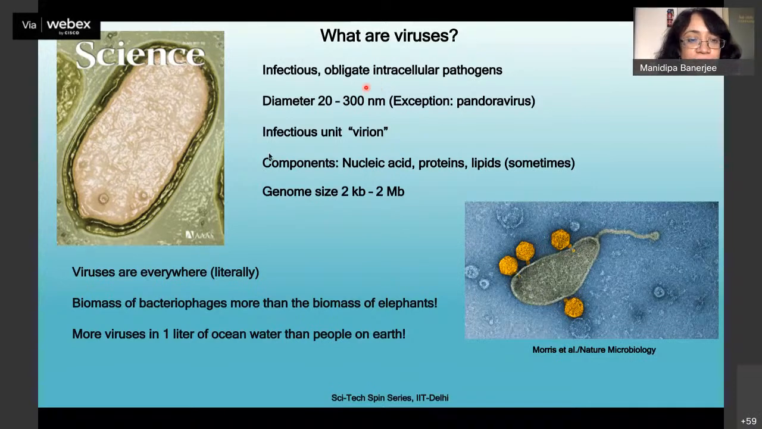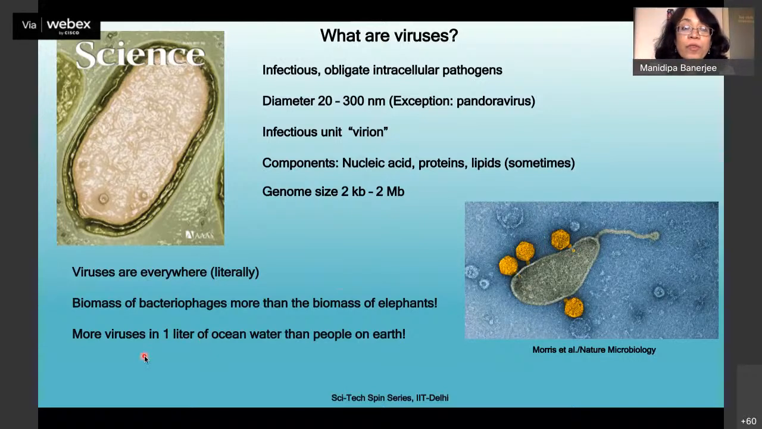Okay, now here is some interesting information about viruses. They are everywhere. We are surrounded by them. In fact, the biomass of bacteriophages, these are the viruses that infect bacteria, is more than the biomass of elephants on Earth. Right? Elephants look really huge. There must be a lot of them on Earth. If we add up the biomass, actually that is less than the biomass of just bacteriophages, only bacterial viruses.